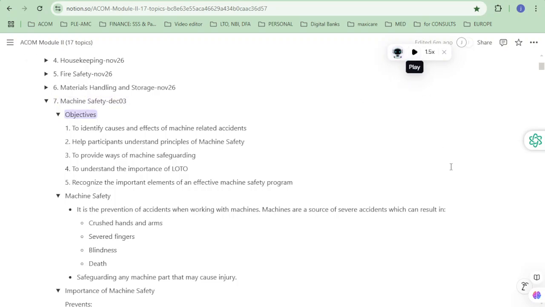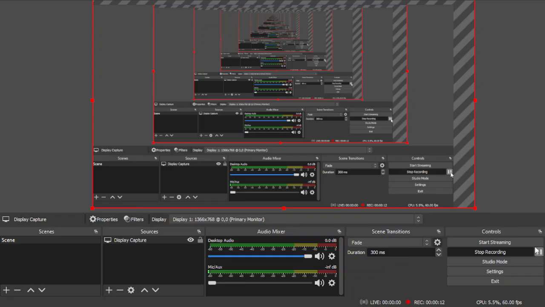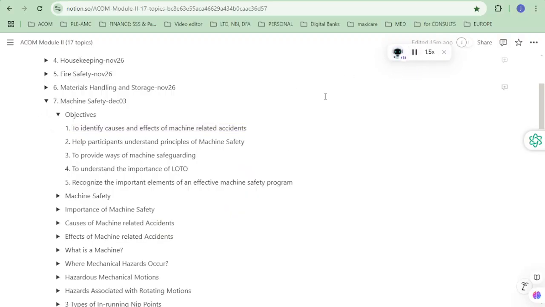Objectives. 1. Help participants understand principles of machine safety. 2. To provide ways of machine safeguarding. 3. To understand the importance of LOTO. 4. Recognize the important elements of an effective machine safety program.